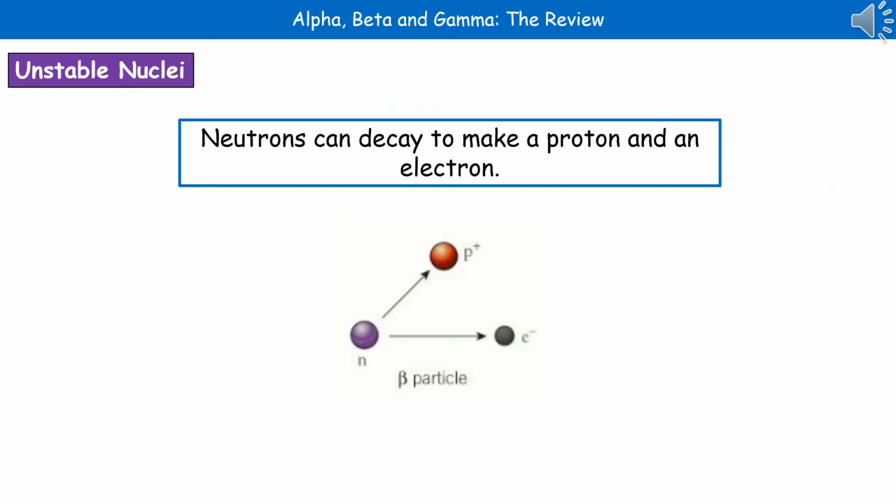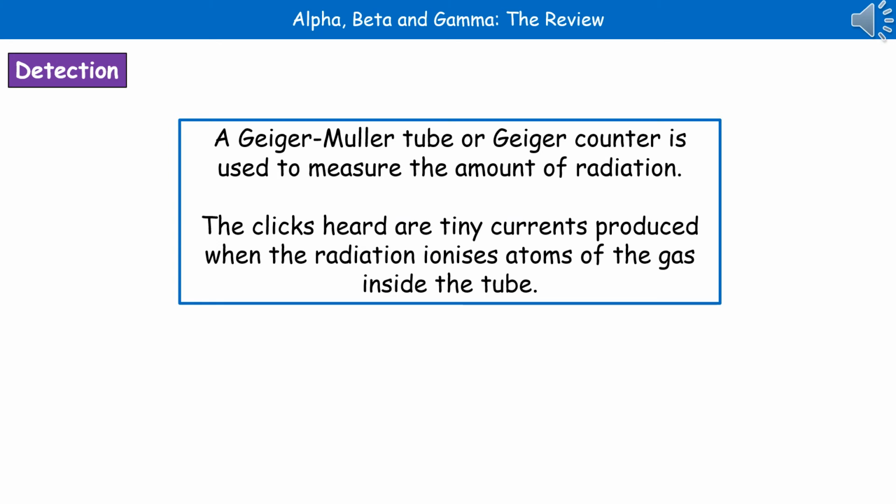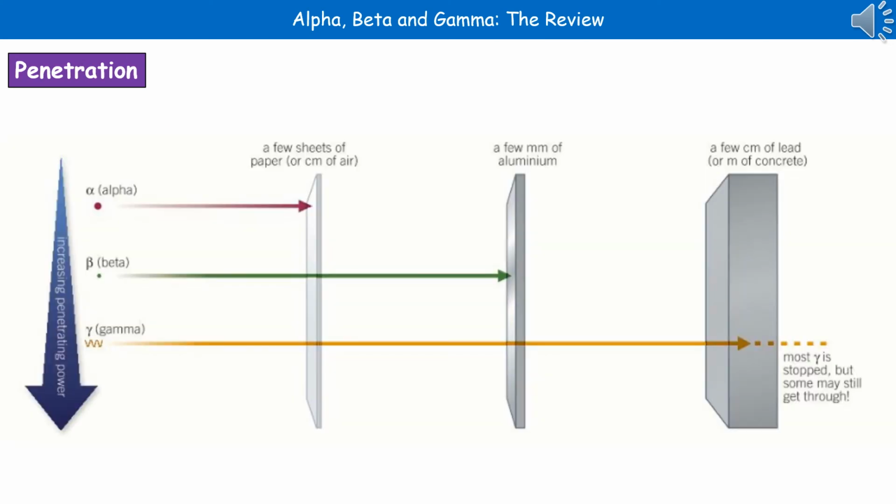When we're looking at this process of decay, we can find that neutrons decay to make a proton and an electron. When it comes to detecting radiation, we use a piece of equipment called a Geiger-Müller tube or Geiger counter, and what that actually does is it produces little clicks that we can hear, and those clicks are tiny currents produced when the radiation ionizes atoms of the gas that's present within the tube.